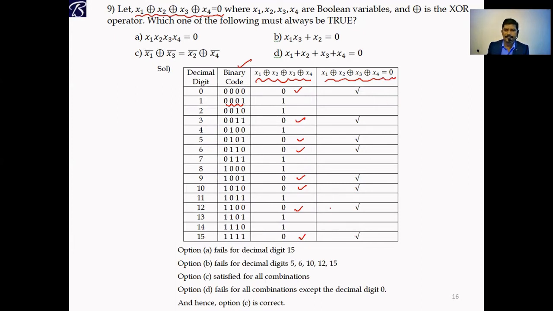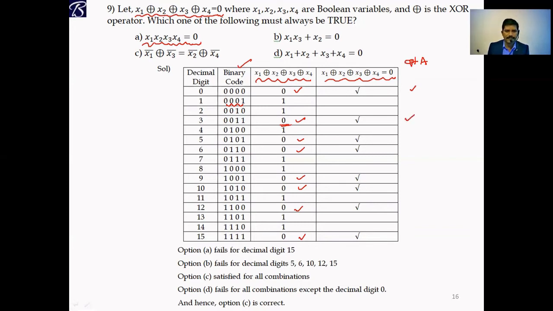And for this combination, now you check option A: is x1, x2, x3, x4 equal to 0 or not? So you apply this AND operation on all the variables. Here 0 into 0 into 0 into 0, this is matched. Option A, this is matched. And coming to this 0, 0 into 0 is 0, 0 into 1 is 0, 0 into 1 is 0. This is also a match.